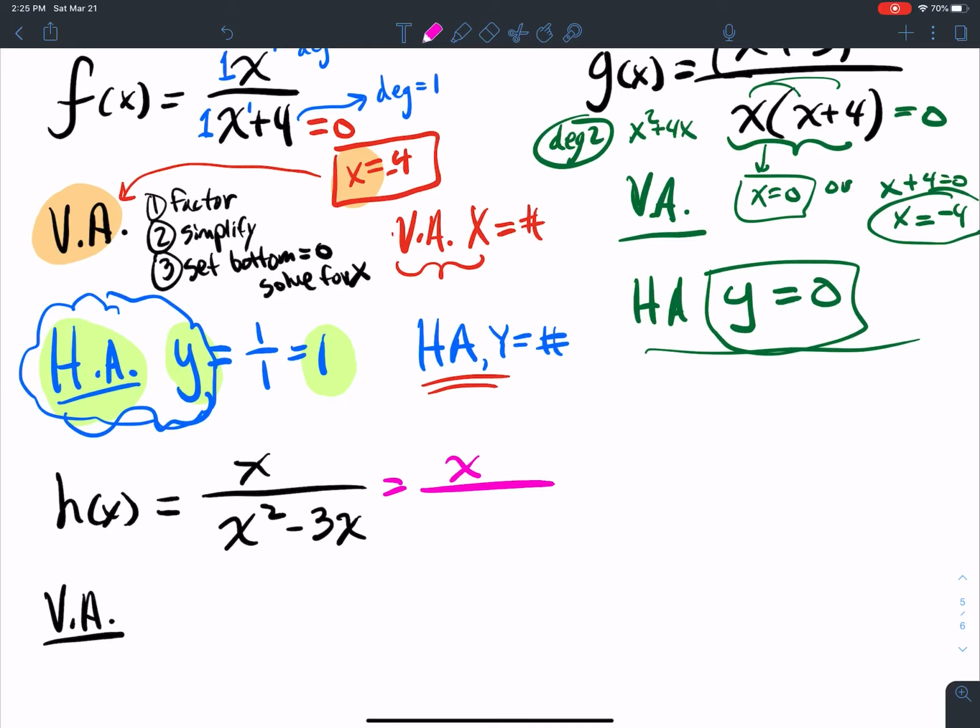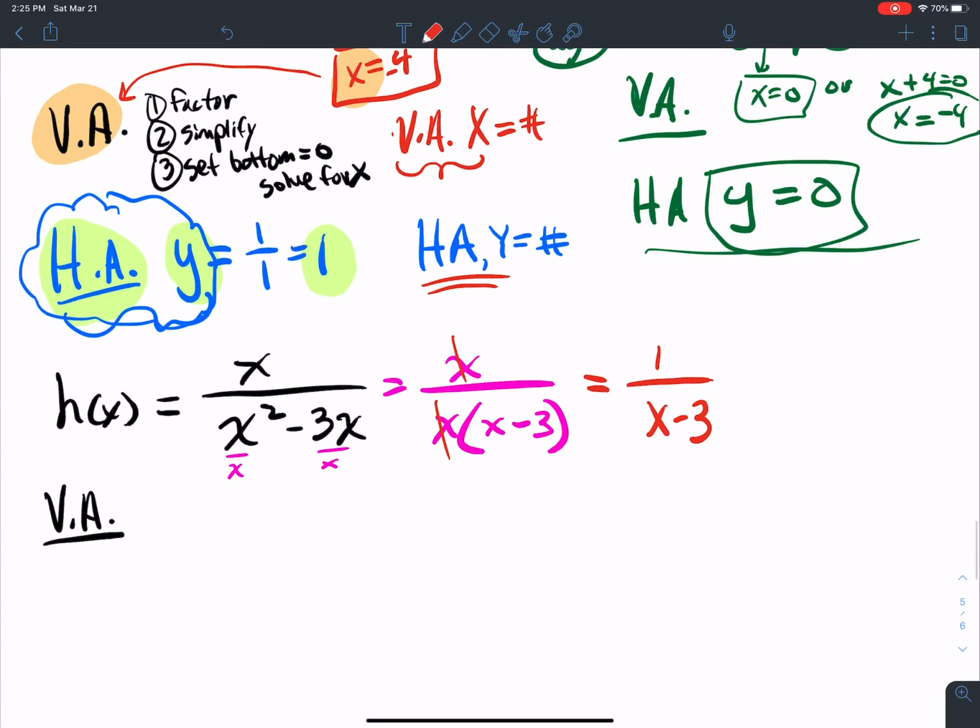I have x over, x doesn't factor, but in here I can pull an x out of each of these, right? So an x comes out, and what do I have left? I have x minus 3 in here. Now, is there anything that will cancel for me here? Yeah, I think so. This x and this x cancel, and this gets me 1 over x minus 3. Okay, 1 over x minus 3. This automatically tells me when I cancel, when you cancel factors, you get a hole.